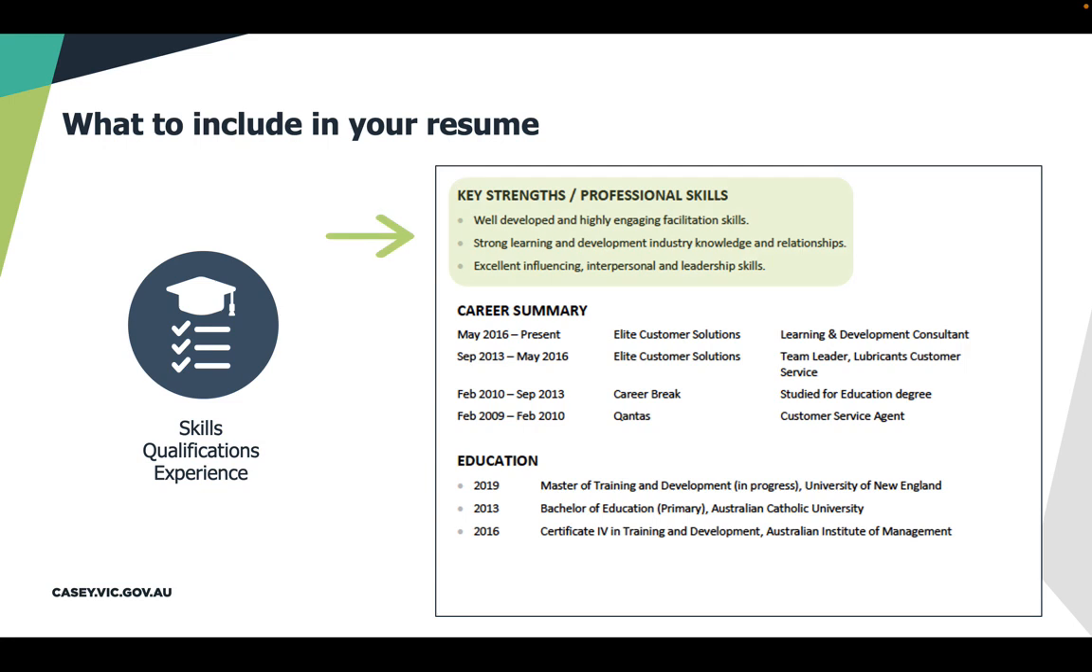Include details about your key skills and strengths. This can be shown separately as highlighted in this example, but you can also include it as part of your career objective or in your work history. Also include any qualifications or education that's relevant to or a requirement of the role you're applying for. If this section doesn't apply to your situation, you can just leave this section out.